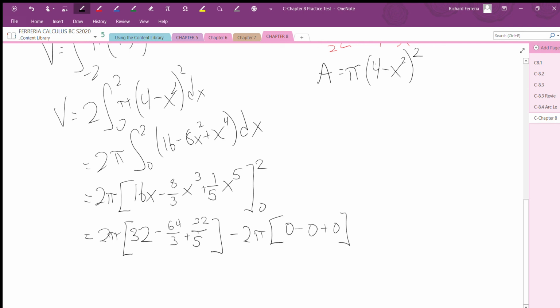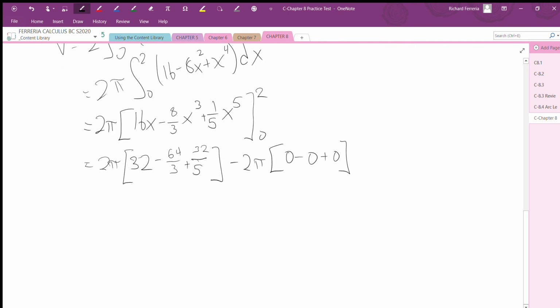If you didn't write that, my feelings aren't going to get hurt, but make sure that it actually is equal to 0. And I think you guys can probably get it from here. 2 pi times 32 minus, well, 320 over 15 plus 96 over 15. And that's just arithmetic from here.